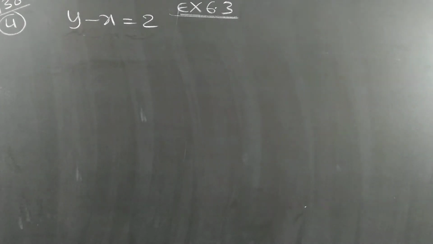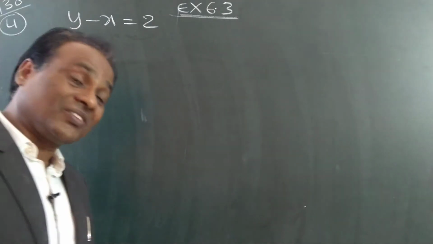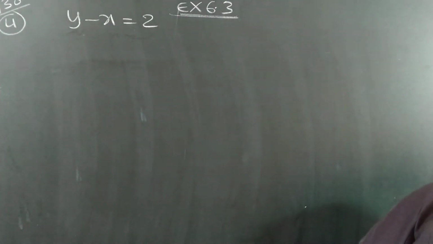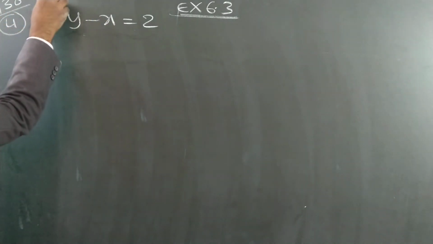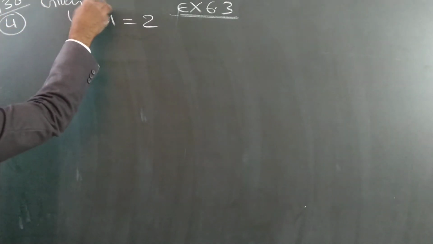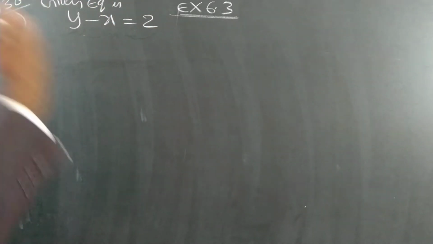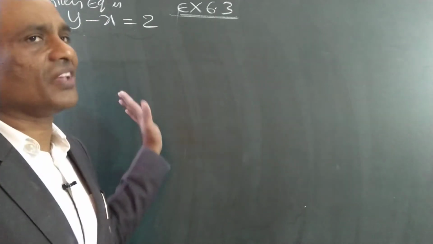So first draw the graph, and from that some other questions are also asked. Find from the graph the value of y when x is equal to 4, and the value of x when y is equal to minus 3. Given equation. Each and every problem is drawing the graph. Just draw the graph of this equation.